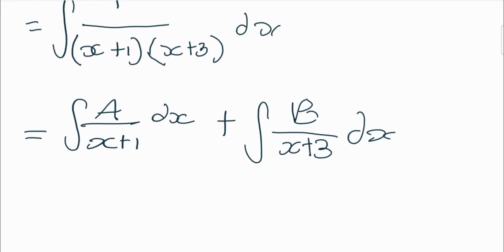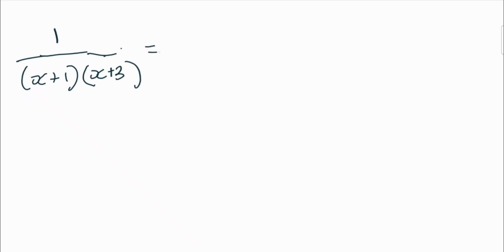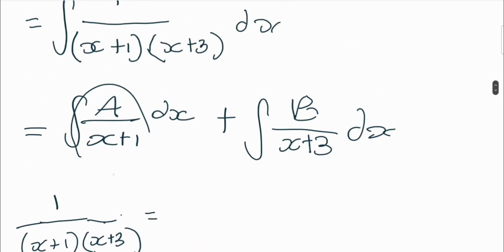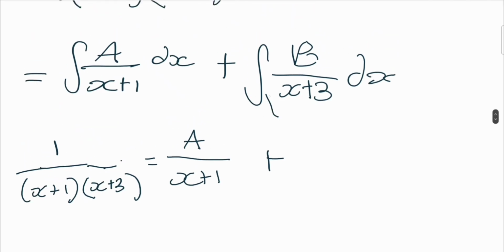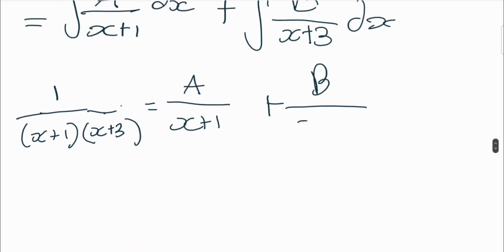Okay, so for now, we'll just get rid of the integrals and the dx's. So we get this equation: 1 over x plus 1, x plus 3 is equal to a over x plus 1 plus b over x plus 3. Great. So now we've made it more simple.